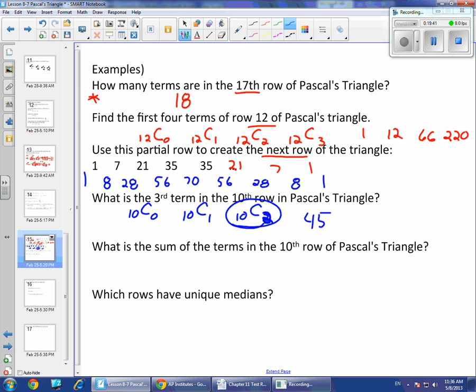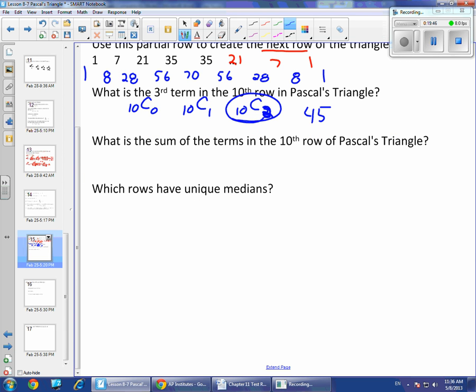What's the sum of the 10th row? We said there was a pattern: if you added up all the terms of each row, they were all powers of 2. So actually this is going to end up being 2 to the 10th. Again, just another property of Pascal's triangle.